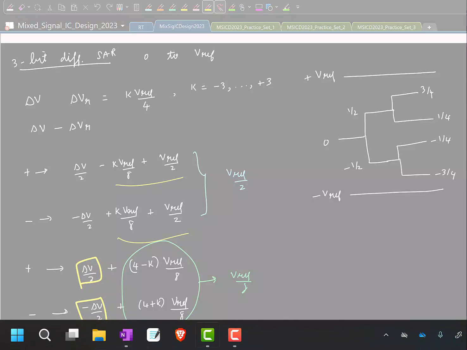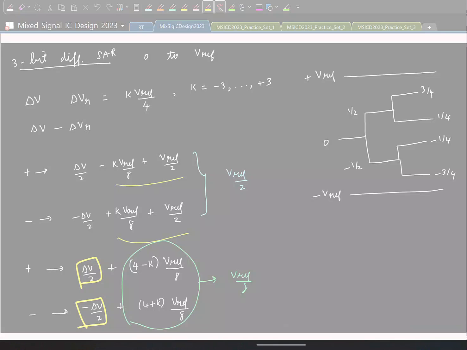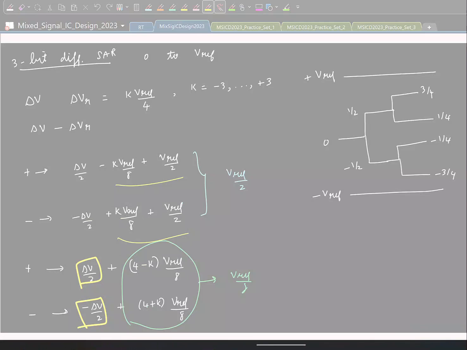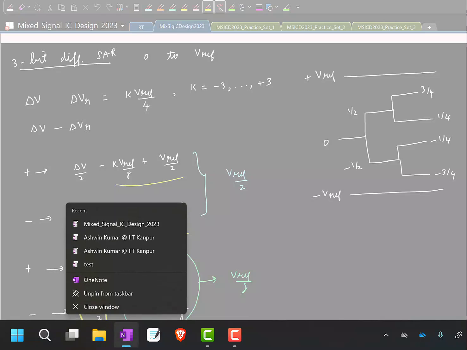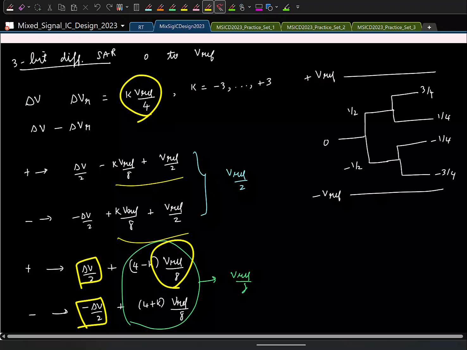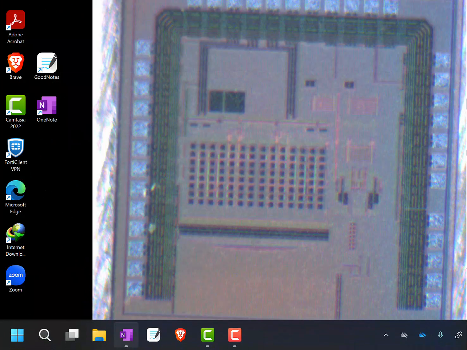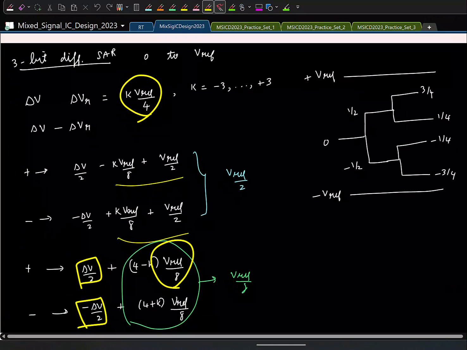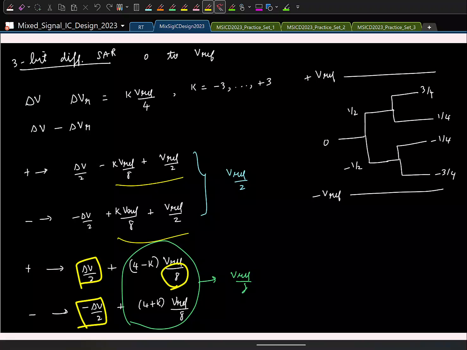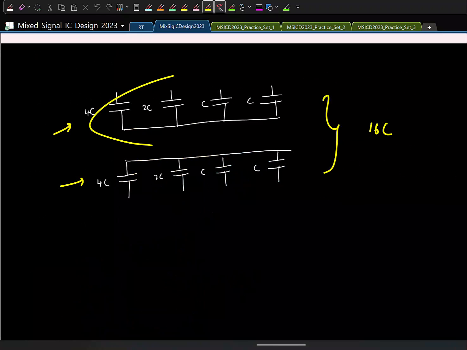So to feed a differential reference of k VREF by 8, in each half we need a total capacitance of 8C. So that was taking up a lot of area. So we decided not to bother with this.